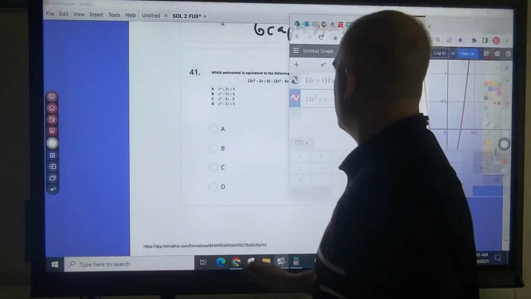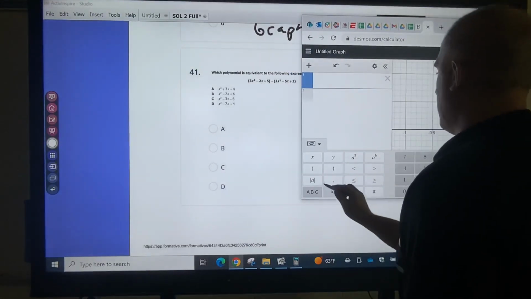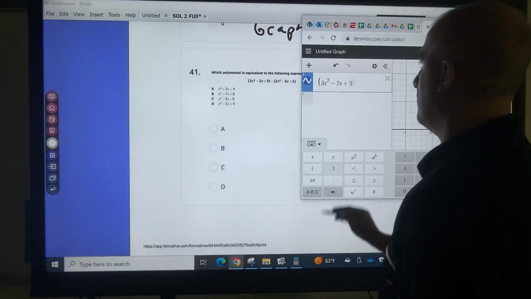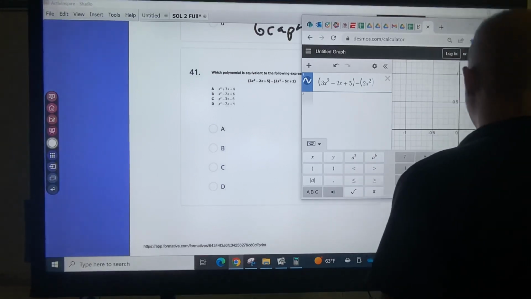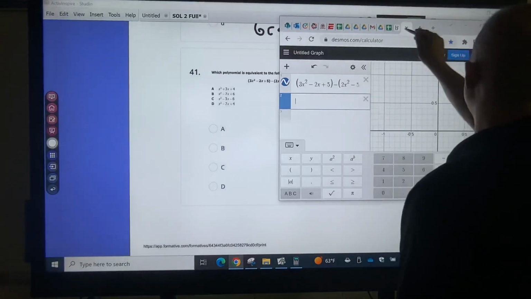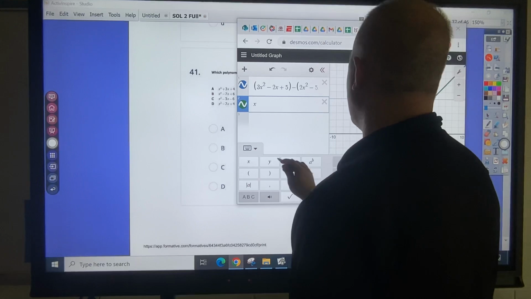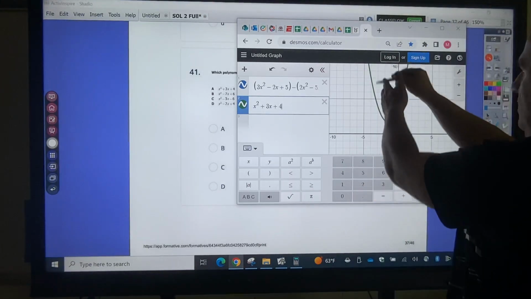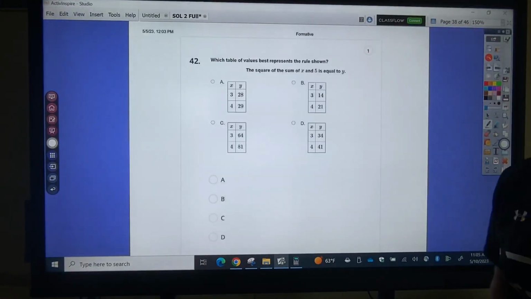Okay? All right, I type in 3x squared minus 2x plus 5 minus 2x squared minus 5x plus 1. Okay, I might need to zoom out a little bit to see it. There's my shape. Okay, and if you type in that first one, x squared plus 3x plus 4, it traces over the shape. So that is answer A. Okay, and those are the level 2 problems.